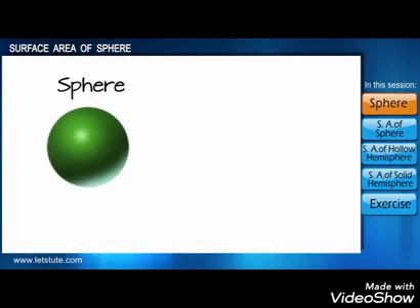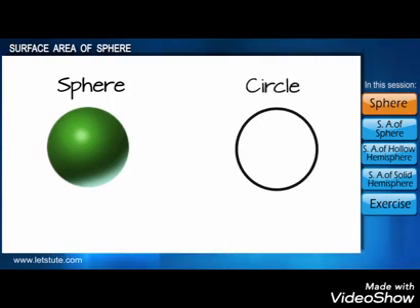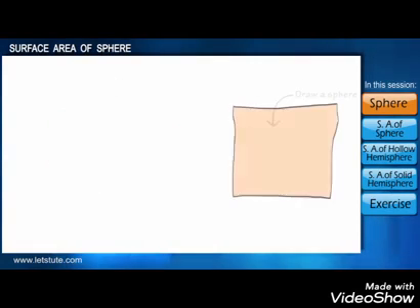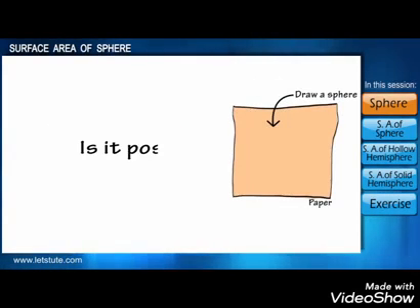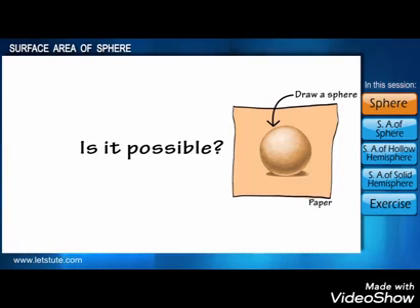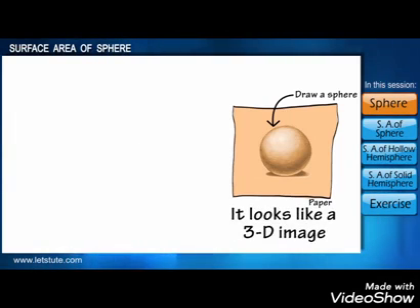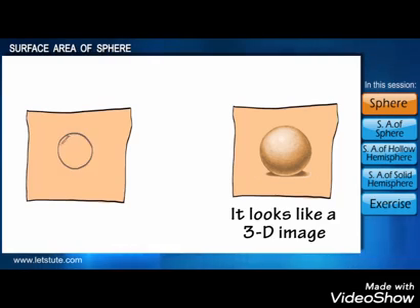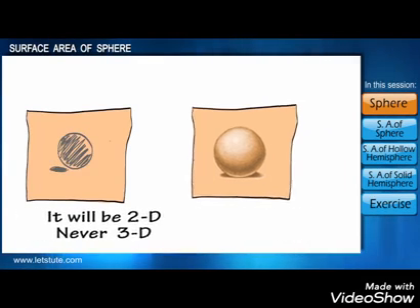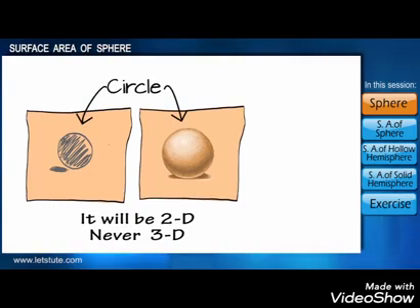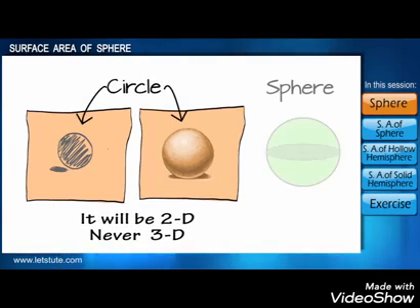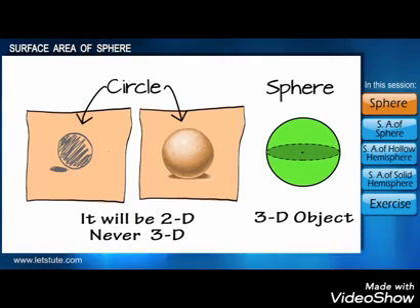Many people think that a sphere and a circle are one and the same, which is not correct. If you are given an exercise to draw a sphere on a paper, is it possible to draw it? It may look like a sphere because some artists draw it in such a way as to seem like a three-dimensional image. But in fact, anything drawn on paper cannot be three-dimensional. So it will be a circle only, whereas a sphere is a three-dimensional object.